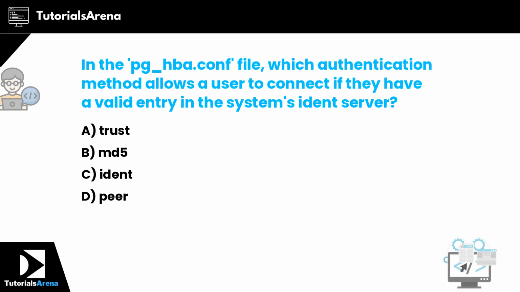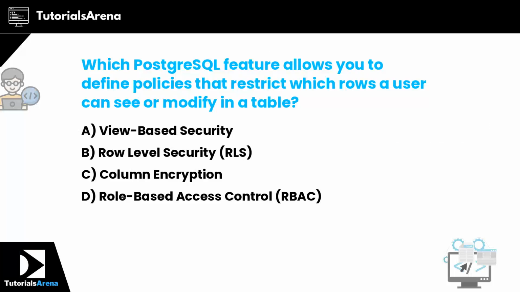In the pg_hba.conf file, which authentication method allows a user to connect if they have a valid entry in the system's IDENT server? The correct answer is option C, IDENT. Which PostgreSQL feature allows you to define policies that restrict which rows a user can see or modify in a table? The correct answer is option B, row level security, RLS.